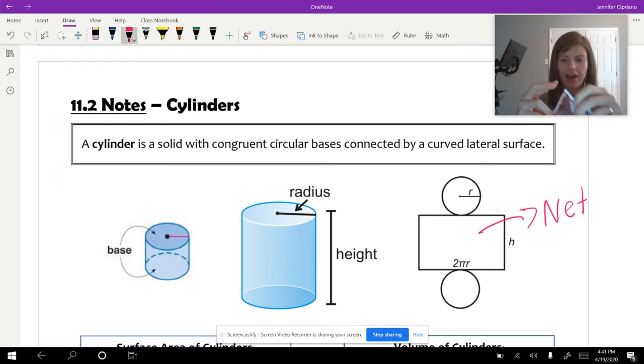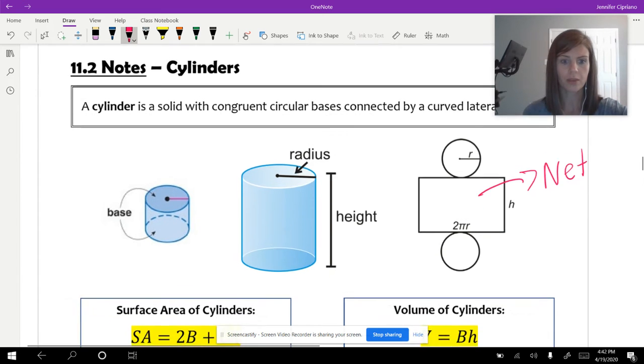The height of that rectangle is the same as the height of your cylinder, right? And the length of the rectangle is actually the circumference of the two circular bases. That's going to be important when we start to talk about surface area and volume. Just like with prisms, remember that the height of a cylinder is just the distance between the two bases.